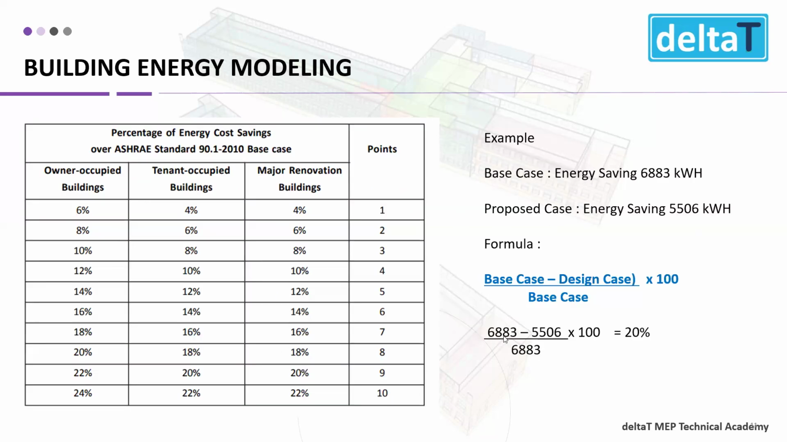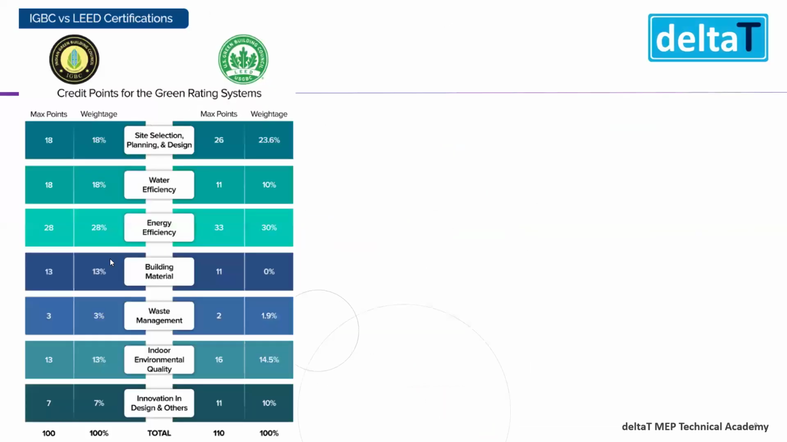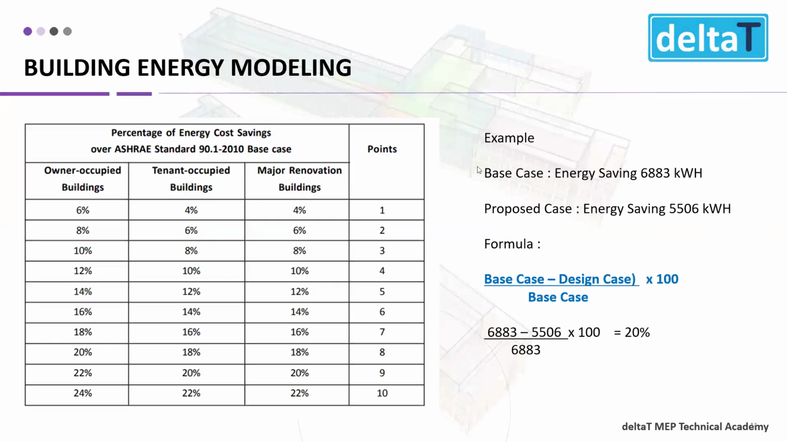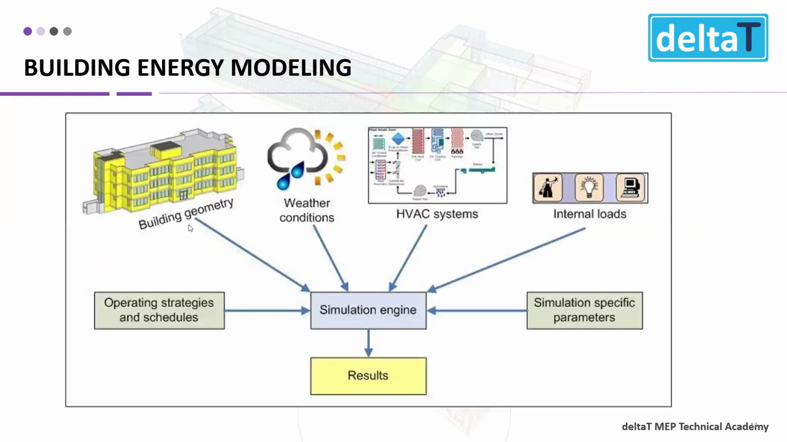These points we get based on the reduction of energy consumption, but it should be considered with the base case. The base case itself is a big challenge, because we design the base case based on ASHRAE 90.1, which has so many factors. Other than this, we need to go with the proposed case. Now, if you see another part, in energy modeling, I will show you the software in just a few minutes. We have building geometry, weather condition, HVAC system, and internal loads.